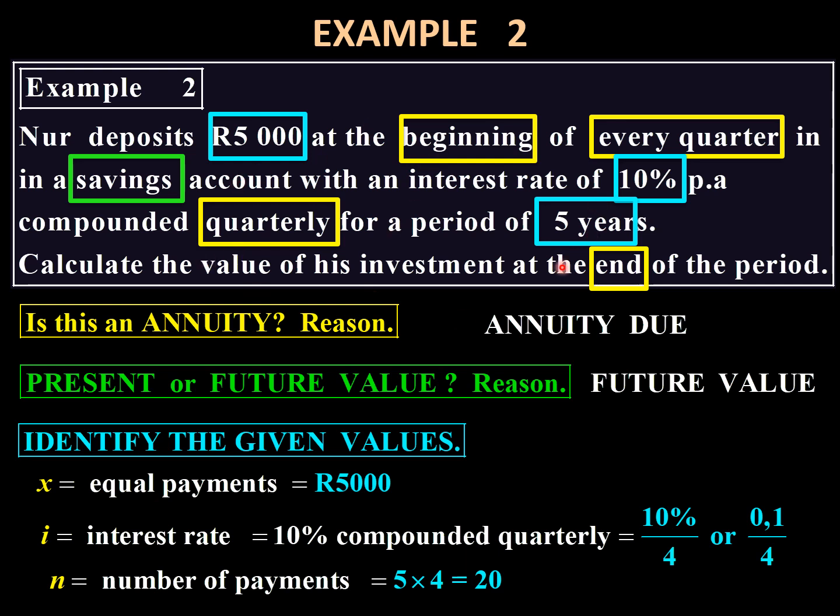What's important is that you read, and this was the key, beginning. So you must read carefully, and it'll be advisable for you to highlight it. Beginning means it's an annuity due. The payments are not made at the end. So you have to be careful. We'll have to adjust our future value formula that's on the information sheet.